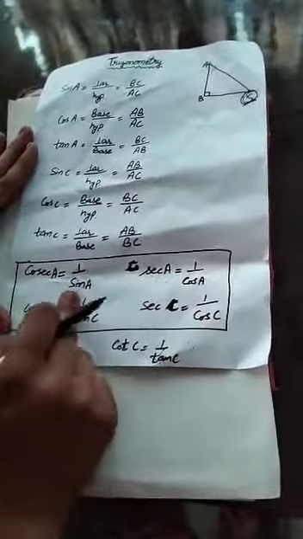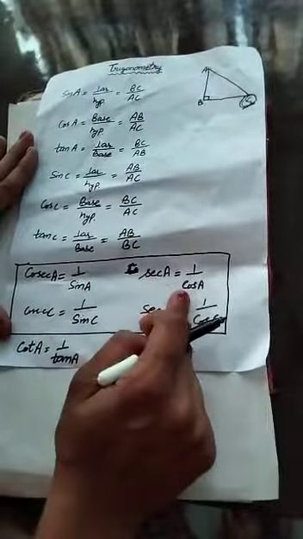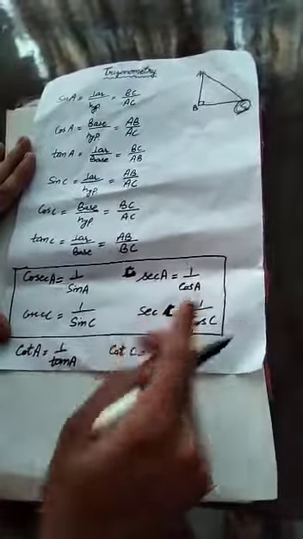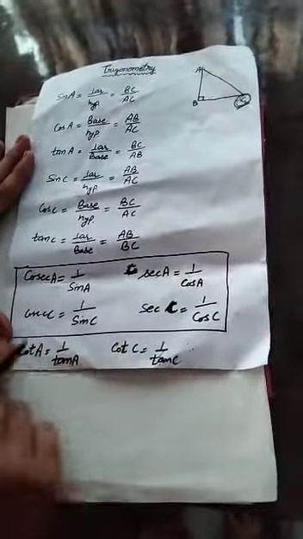And these are also easy. Cosec is opposite of sine. Sec is opposite of cos. Cot is opposite of tan. Same way. Okay.